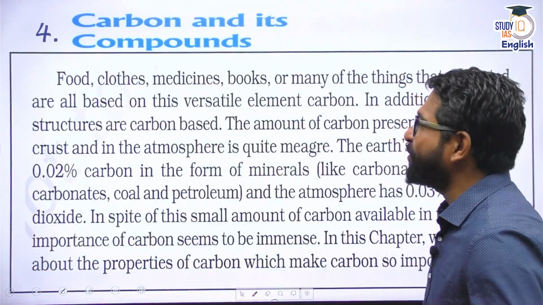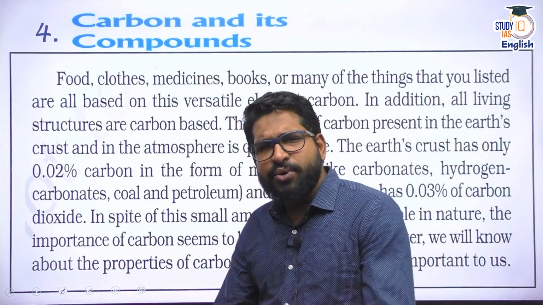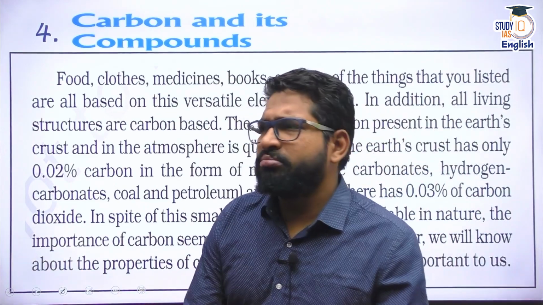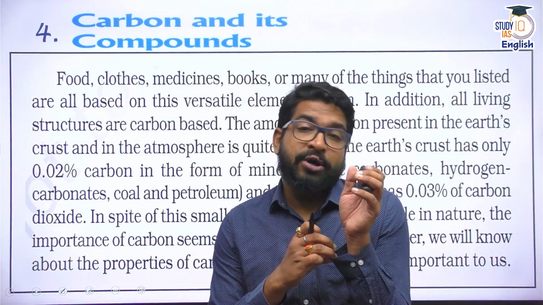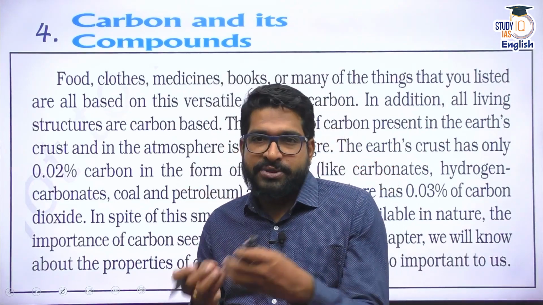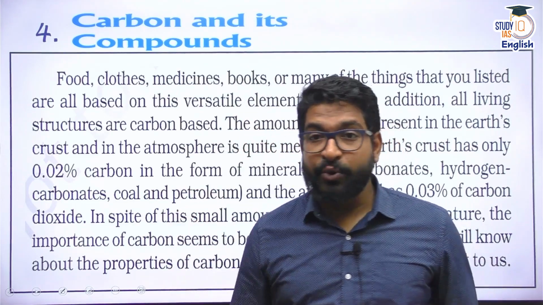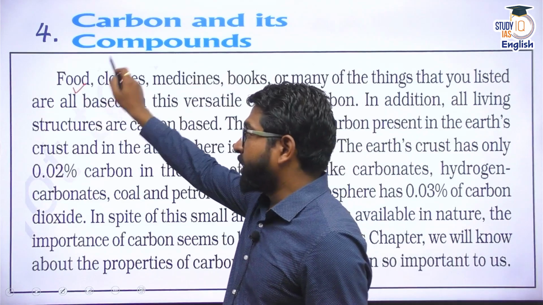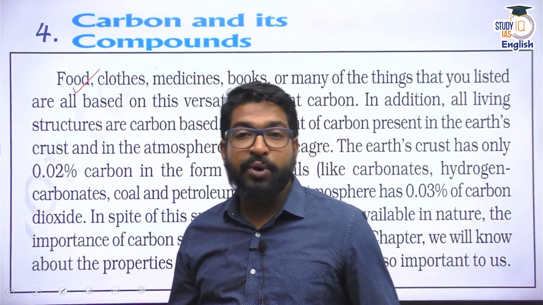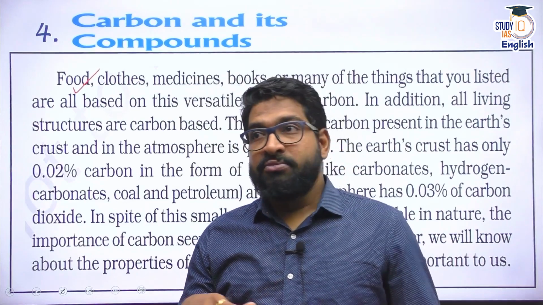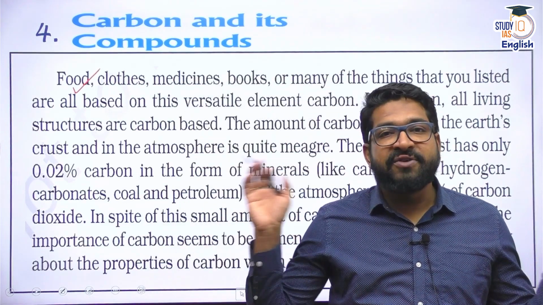All right, let's talk about carbon and its compounds. As I told you, carbon is omnipresent. Carbon is everywhere. Now, if you look at this particular shirt, the shirt is made up of cotton. Cotton has cellulose. Cellulose is made up of glucose. Glucose has carbon in it. If you look at your food, what are carbohydrates? Carbohydrates have carbon. Proteins also have carbon. Proteins are nothing but amino acids. Amino acids have carbon. Fats, fatty acids, they also have carbon. That means carbon is almost everywhere.